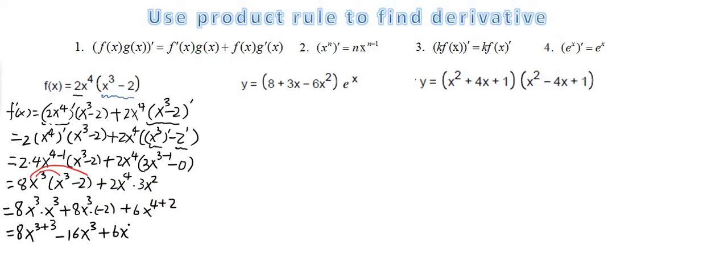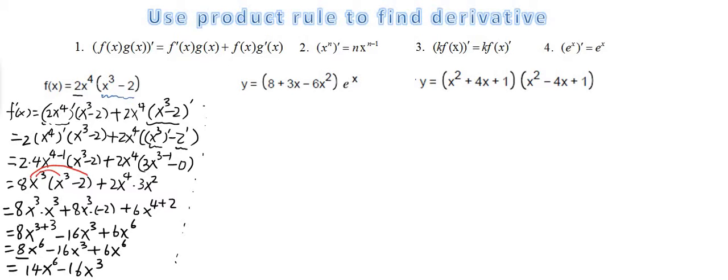We can simplify the last term: 8x to the power 6, and then we can combine the first term and the last term. We have 14 times x to the power 6 minus 16x cubed. Okay, now let's take a look at the second example.